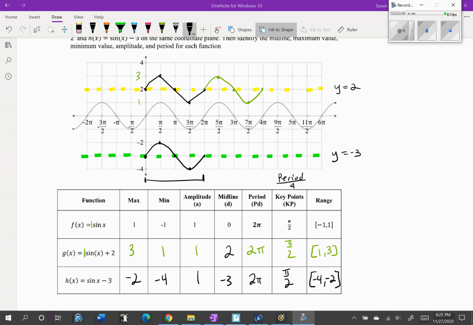So now we've seen what that number on the outside does. So we've seen what the amplitude does. It changes how high or low your max and min goes. And the midline moves your graph up or down, so from y equals 0.